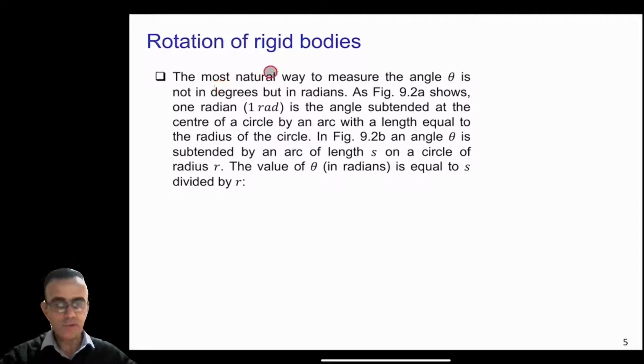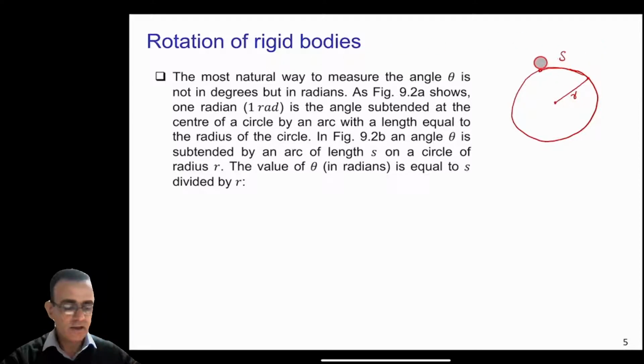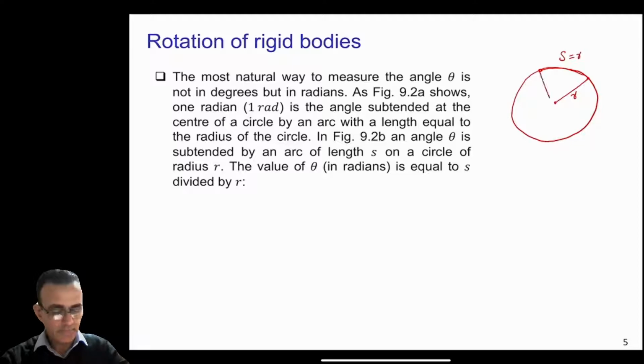Okay, so now how will we measure this angle? We can either use radians, or we can use degrees. But as you can see in this figure, if we consider this rigid body motion, if we take this as our R, and if this is our S, which is the length of this arc along this circle, then if S is equal to R, this angle is what we call 1 radian.